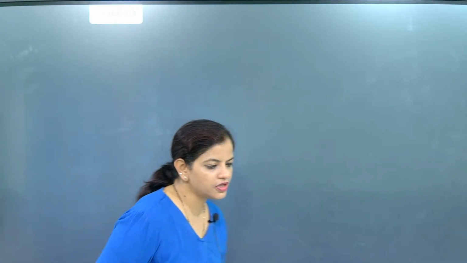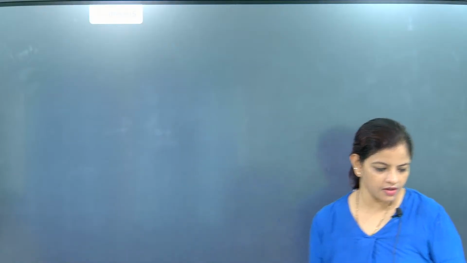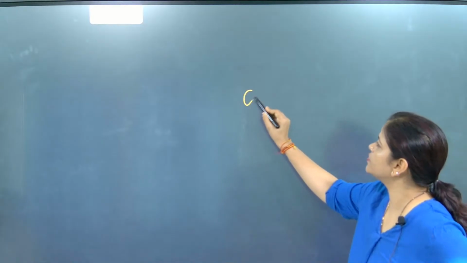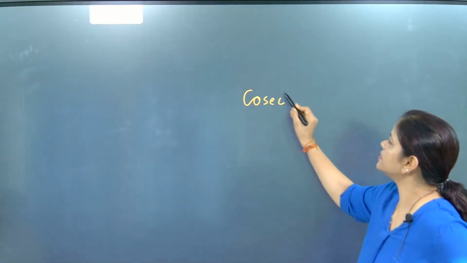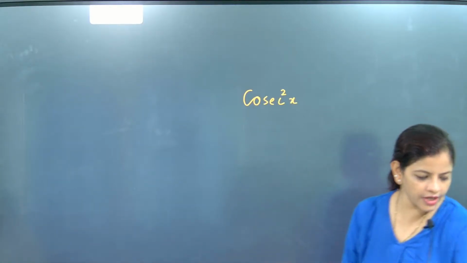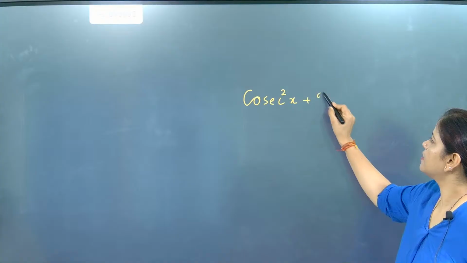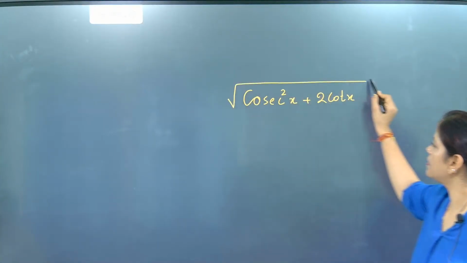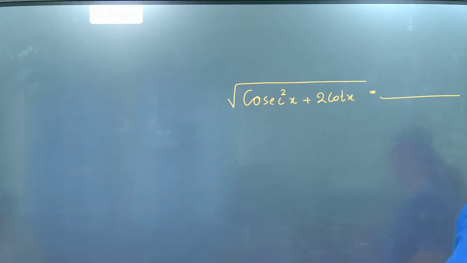Now let's go for the next question, beta. Now look here. One simple work I am going to do. If somebody asks you this one, what answer are you going to say? Square root of cosecant square x plus 2 cot x will be equal to what? Come on. What is the answer for this?